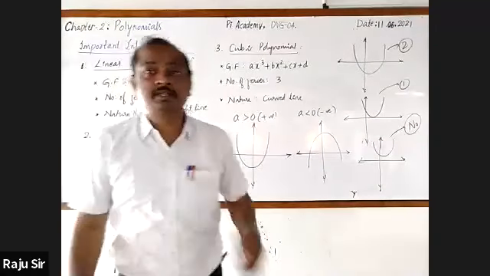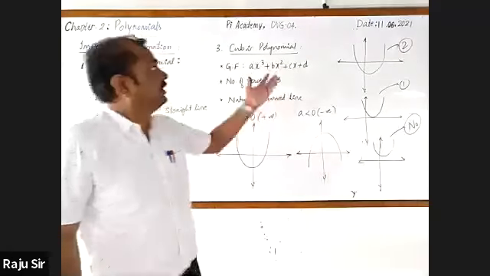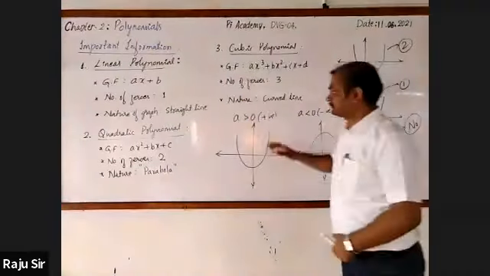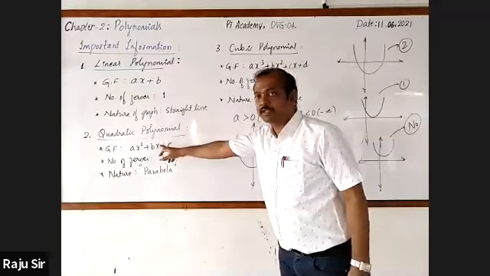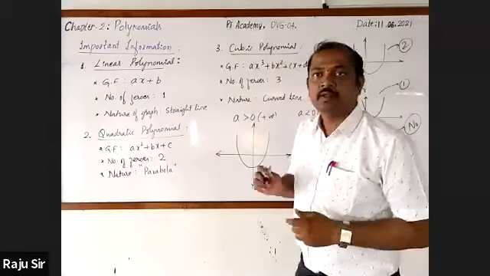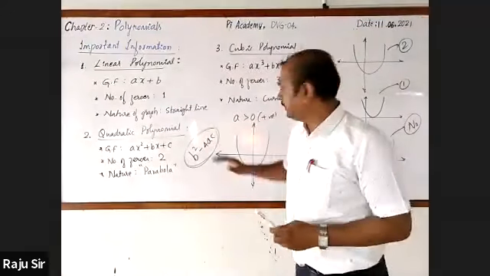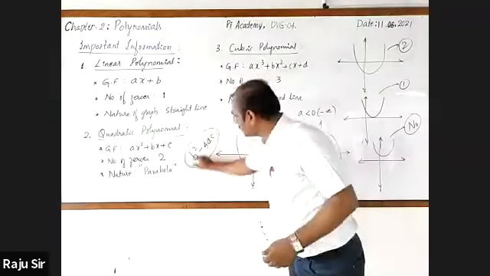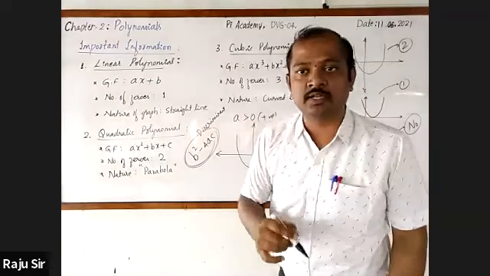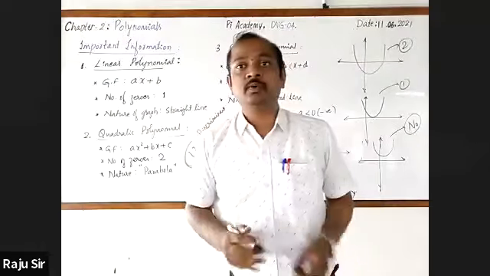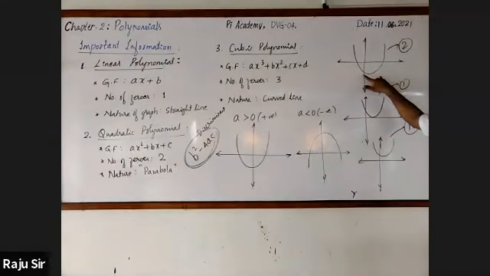Followed? And for this also, you all may be thinking, sir, under what condition will we get two zeros, one zero, and no zeros? Dear students, in the general form ax square plus bx plus c, the expression b square minus 4ac is called the discriminant. We will discuss this again in quadratic equations. You just remember b square minus 4ac. This value will give us information about whether it has two zeros, one zero, or no zero.